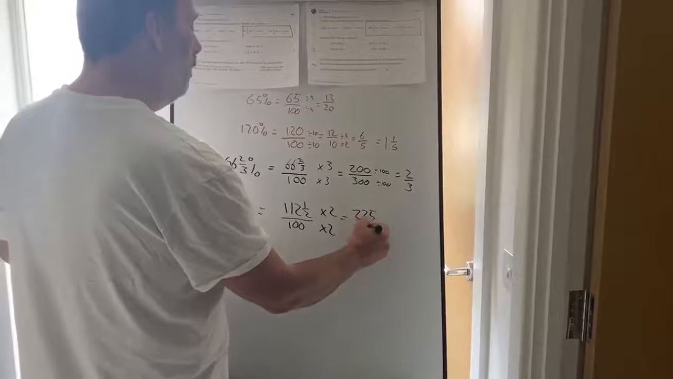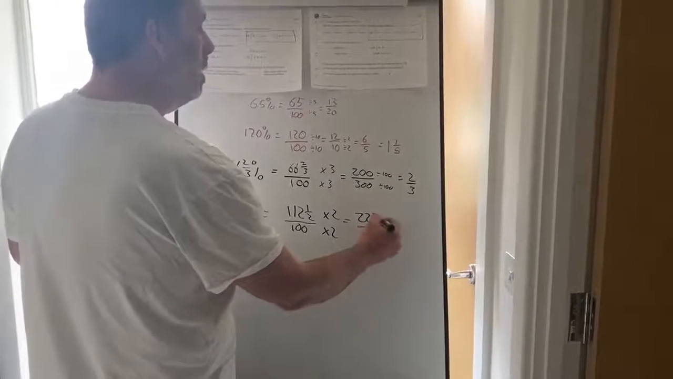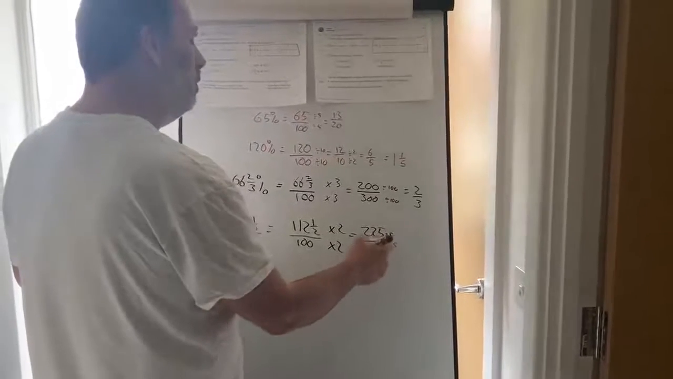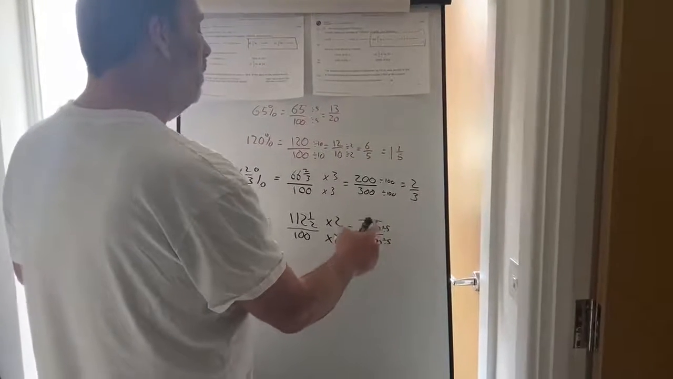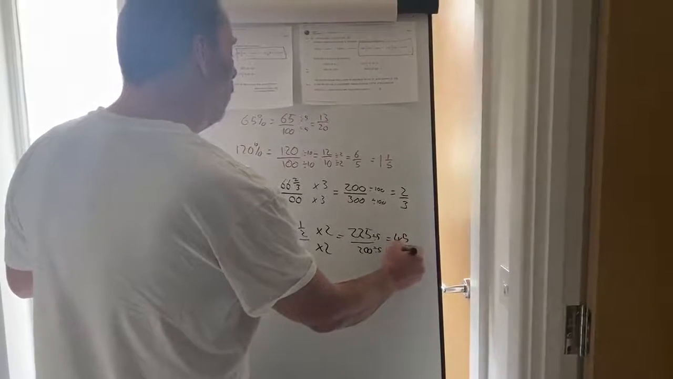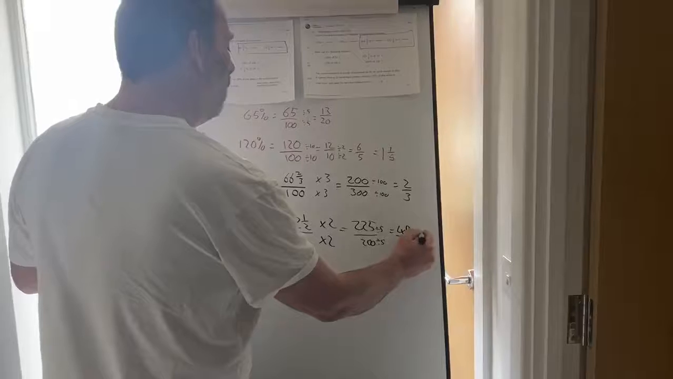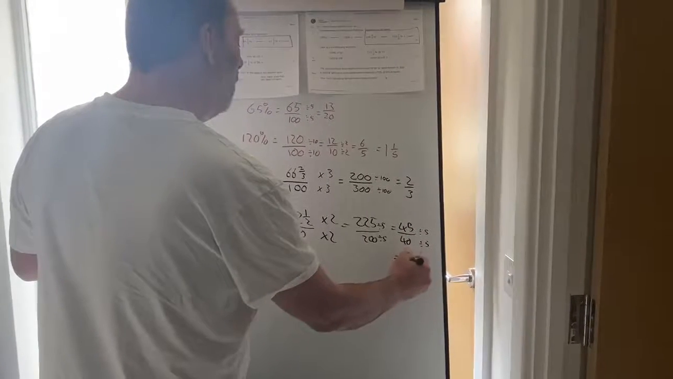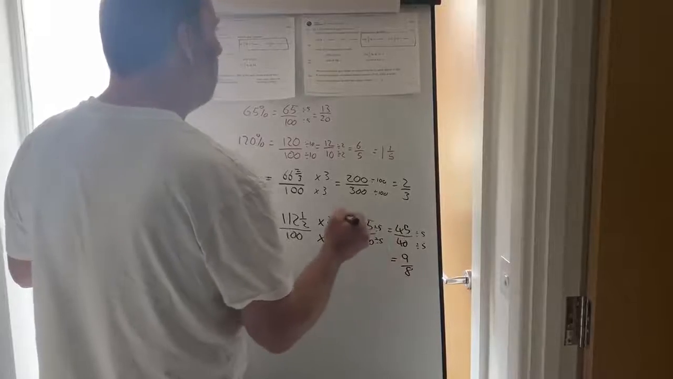225 over 200. They're both in the 5 times table. So that will give me 45 over 40. And I can divide by 5 again. And that will give me 9 over 8.